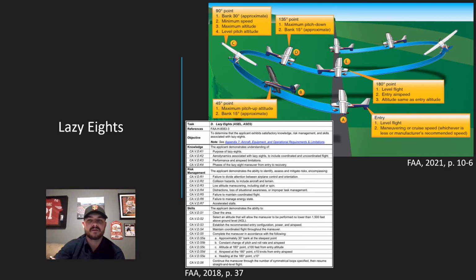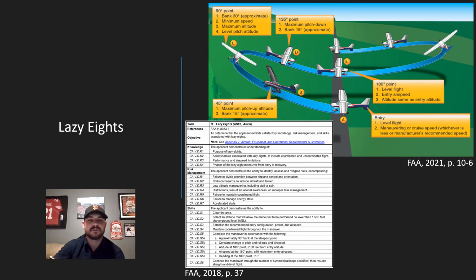As airspeed and bank is adjusted, the required rudder pressure will change as well. It is important to be ready for this to maintain coordinated flight. Lazy 8s are done by clearing the area, determining the desired altitude greater than 1,500 AGL, and establishing the recommended entry configuration, power, and airspeed.